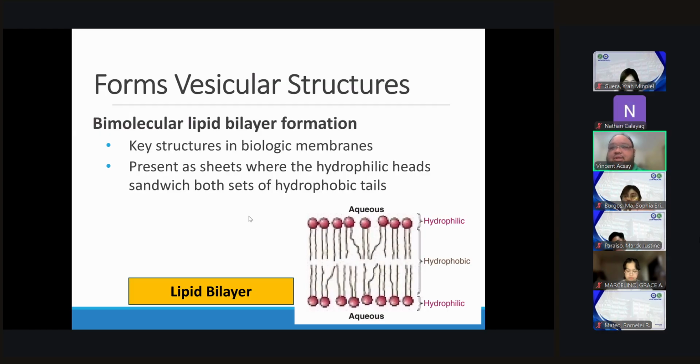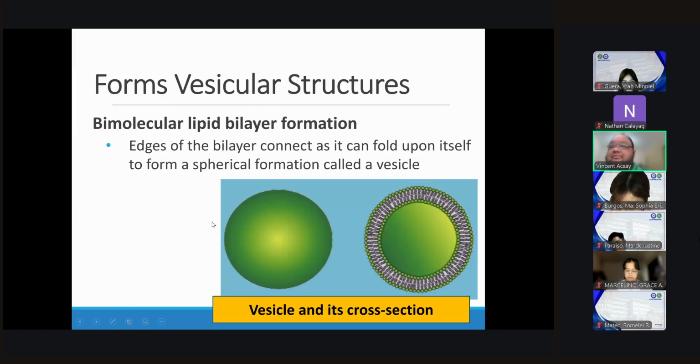When they're able to grow large enough, they can form vesicles where they now wrap around each other from end to end. So the outside is aqueous, the inside can be aqueous, and all the hydrophobic parts of your phospholipids are now secured inside.